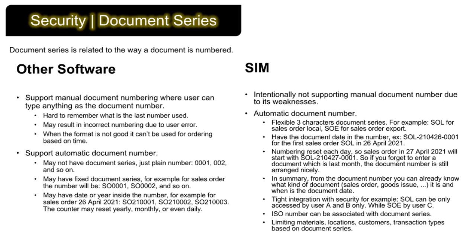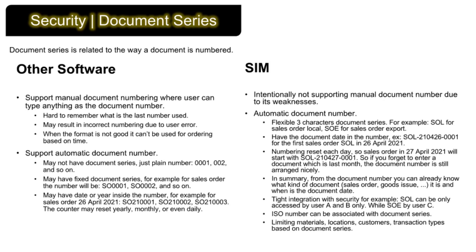For example, for a sales order menu, in the same menu you can divide into two types: sales order local with series SOL and sales order export with series SOE. So every local sales order document will start with SOL for the document number, and the export sales order will all start with SOE for the document number. With this you can even know which type of sales order just by looking at the document number.